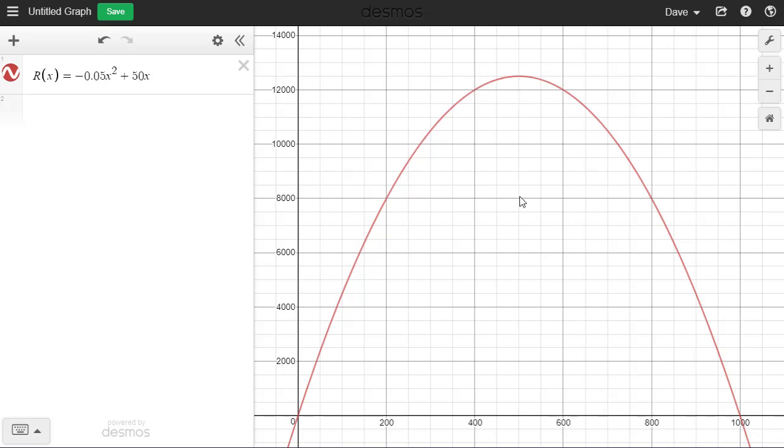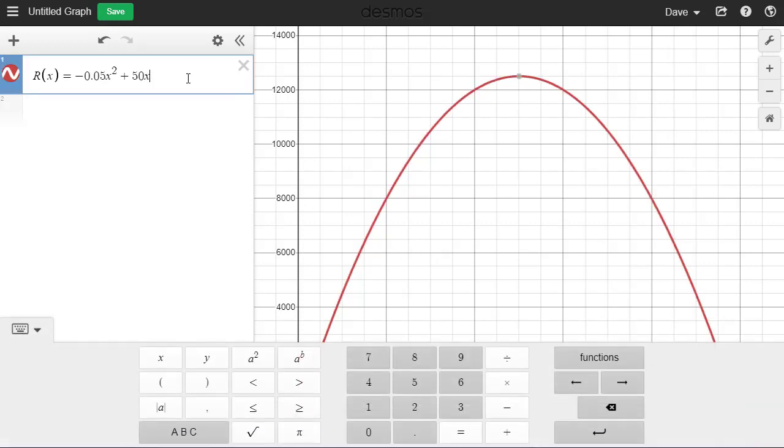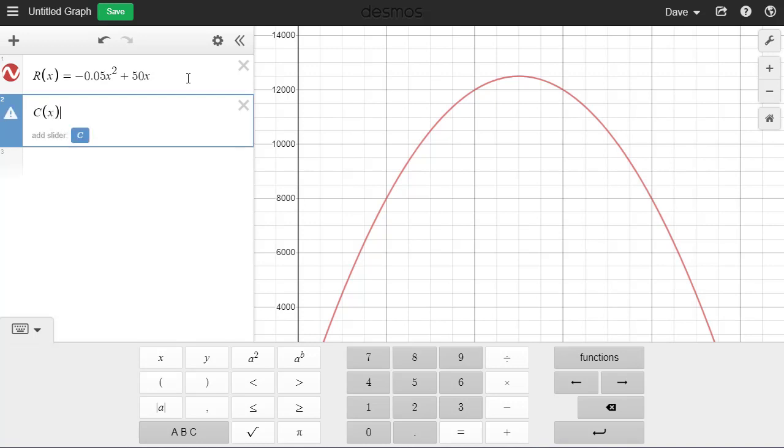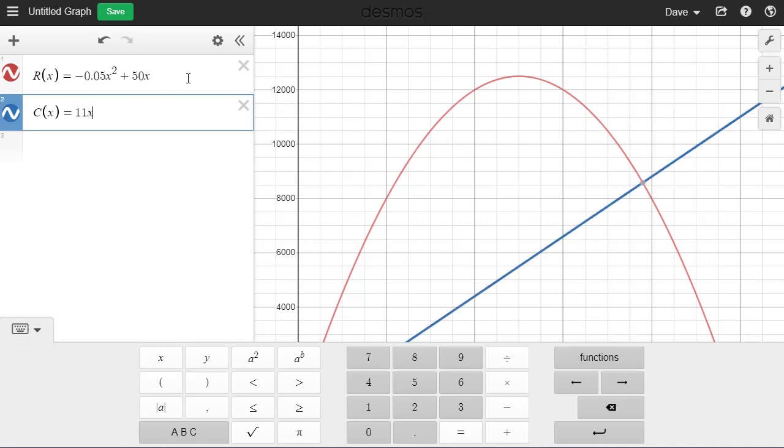So once I get a nice window there, I'm going to want to go ahead now and add my cost function. And the cost function you've been given is in the form mx plus b, where the m, the slope, is the number of letters in your first name, and the b, the y-intercept, is the number of letters in your last name times 100. So I'm going to go ahead and use just a generic line here. So I'm going to type in c of x equals, and I'm going to do 11x plus 1,000.